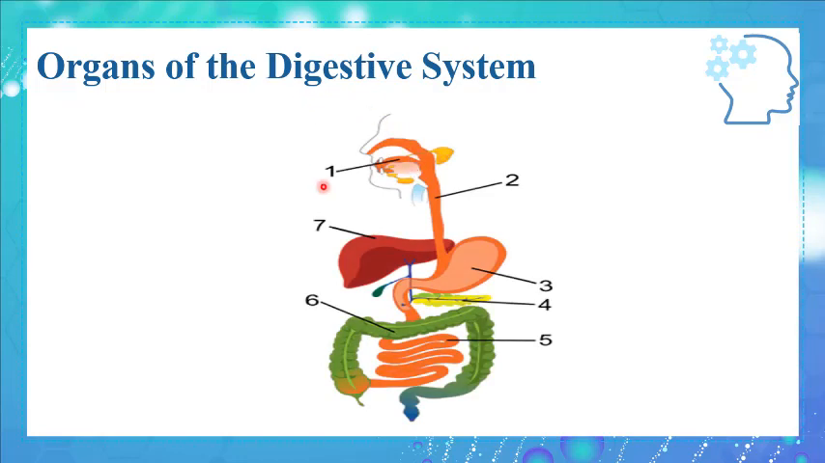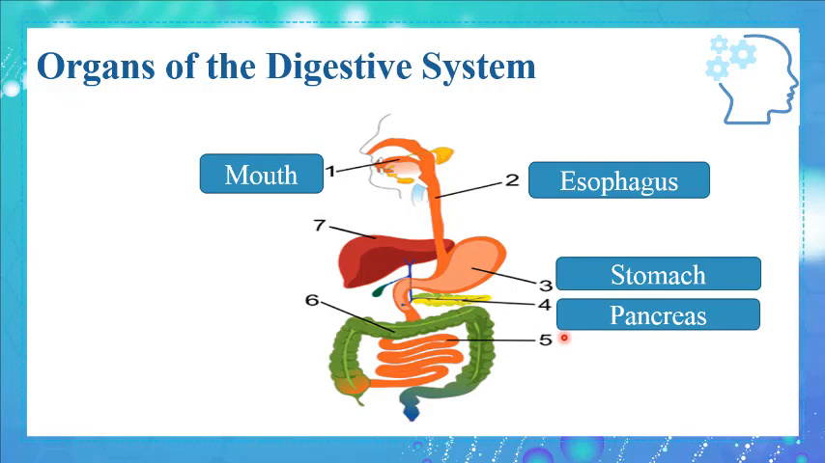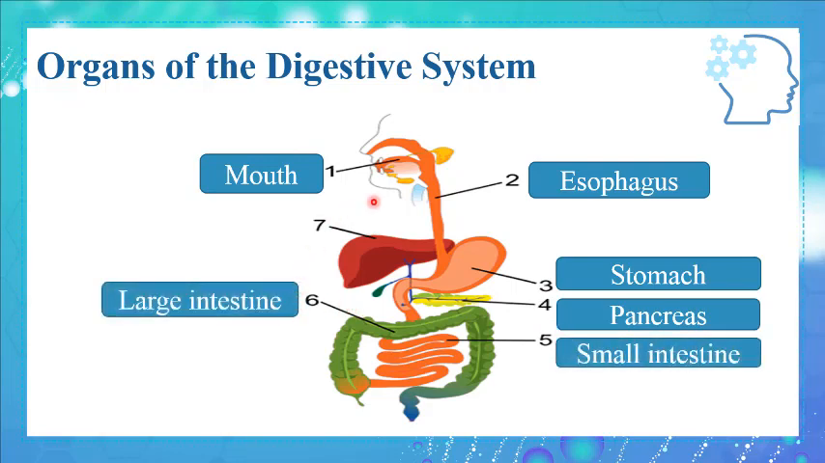First, we start with the mouth, then the esophagus, stomach, pancreas, small intestine, large intestine, and the liver.